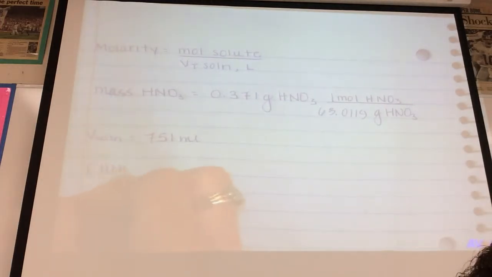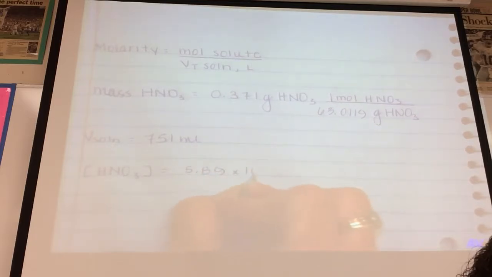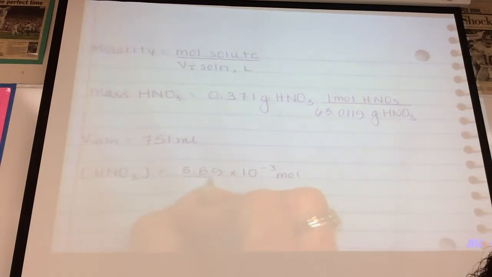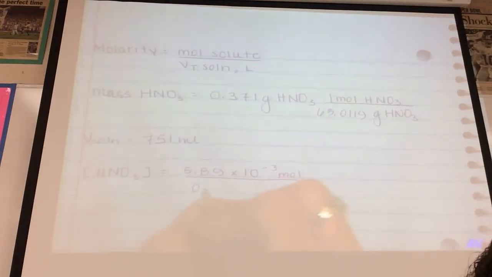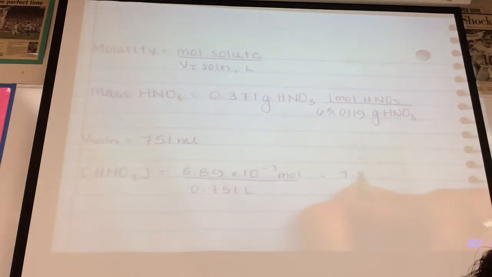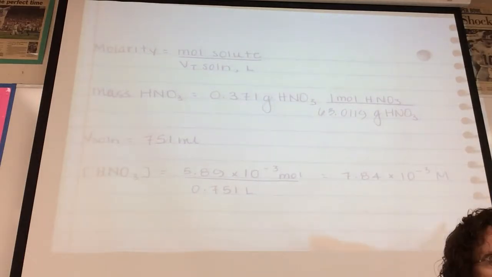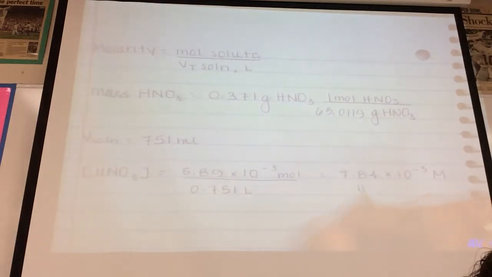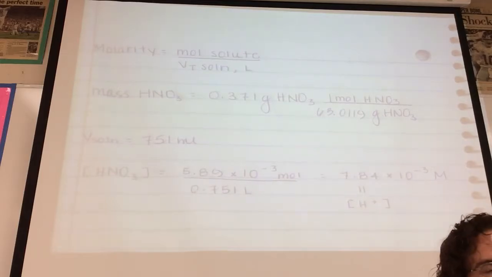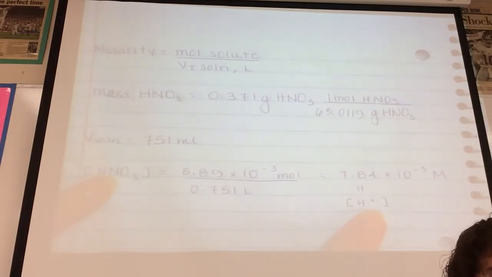So the concentration of the acid is going to be that many moles over what? 751 liters. To go from mils to liters, you move the decimal 3 to the left. And that's the concentration of the acid. Why is that also equal to the concentration of proton? Because nitric acid is a strong monoprotic acid. It has one ionizable proton. It ionizes completely. These concentrations are the same.